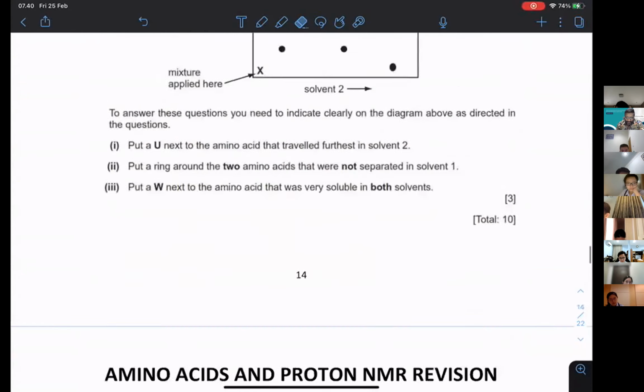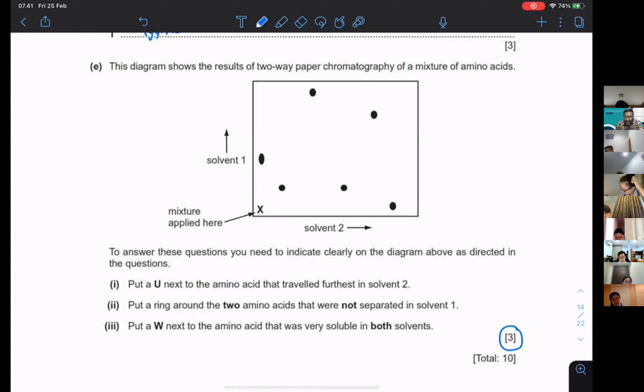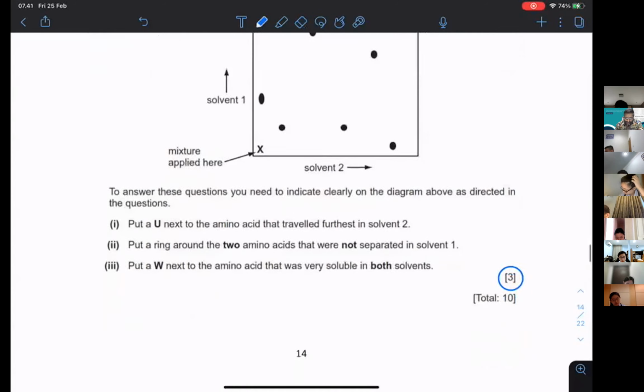Now, the next question. Remember I taught you about two-way paper chromatography? I mentioned that it's not so important, but they did ask over here under paper chromatography. They didn't specify in your syllabus that they want two-way chromatography, but you can see they asked before, and whatever is not there, of course they will give you a small amount of marks. I don't want you to focus too much on this.